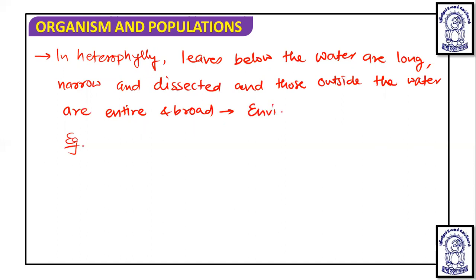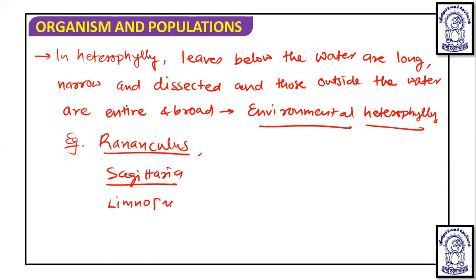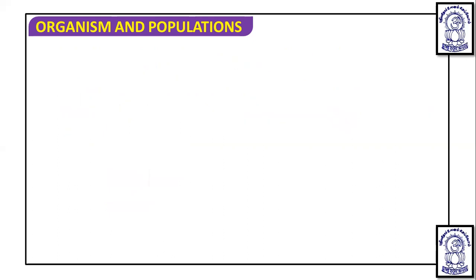And for such environmental heterophylly, an example is Ranunculus. Ranunculus is one of the important examples that you should remember. Other examples are Sagittaria and Limnophila. So such types of morphological adaptation are seen in the case of hydrophytes.